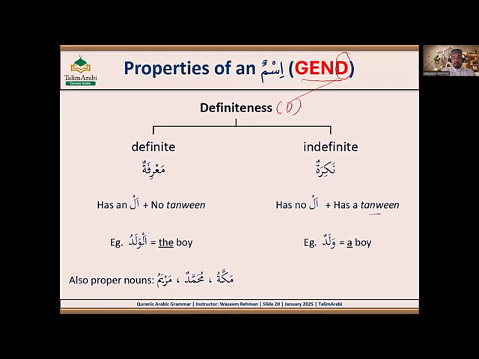So like al waladu, it has al. And when you translate, you will say "the boy," right? Because the definite is ma'rifa, or proper. And indefinite, there will be no al, but there will be tanween on it. So they're just opposite to each other. No al, tanween, "a boy." Starting with al, no tanween, "the boy." So that's how you can make a common noun definite, by putting al on it and dropping the tanween. And if a noun is proper, then it doesn't require any al, like Makkatu, Muhammadun, Maryamu.